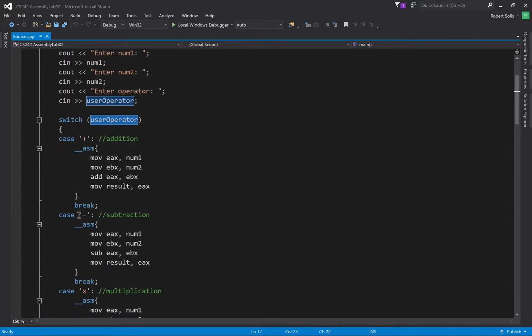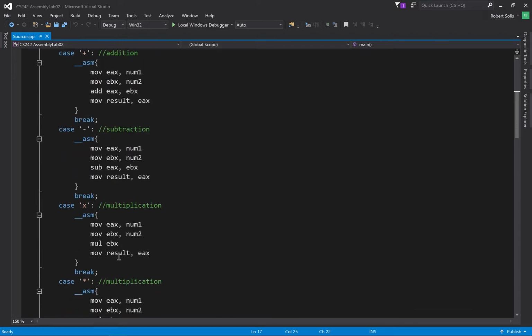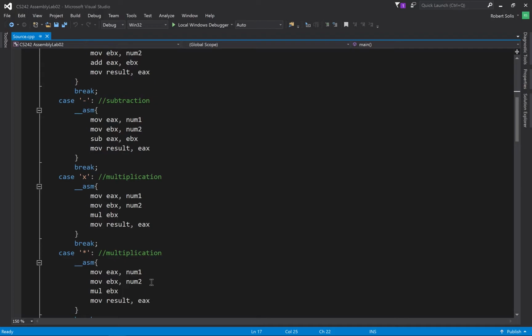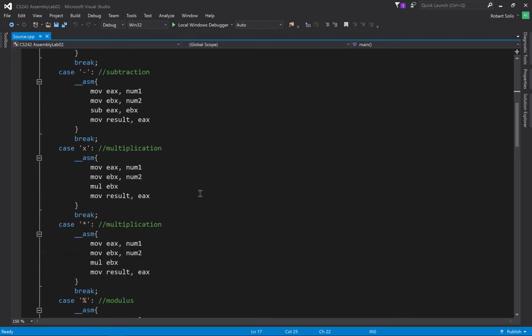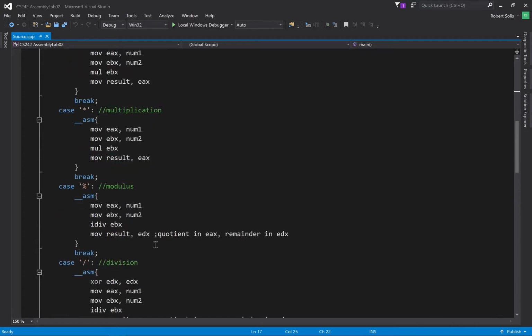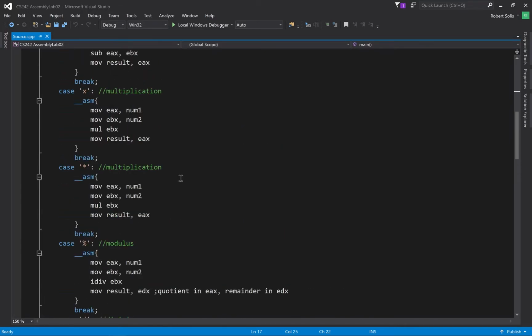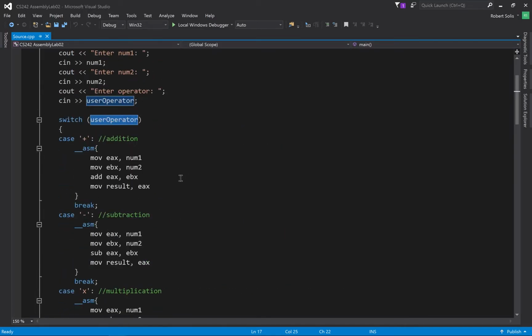If the user entered a hyphen like this, that means subtraction. Now the user could enter X or the asterisk, which is more commonly known for multiplication, but amongst mathematics majors, they might enter an X, which of course means multiplication. And then modulus, typically in object-oriented programming languages, the percent symbol is used as the modulus operator. And then of course for division, we have the slash. So again, we have a switch statement to go to those specific case locations.